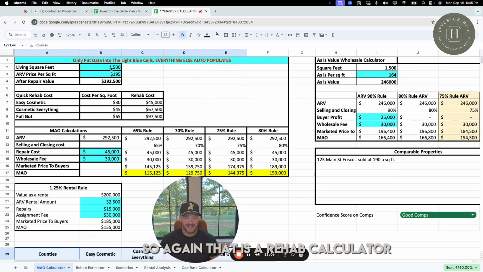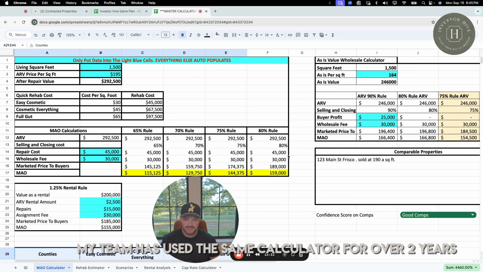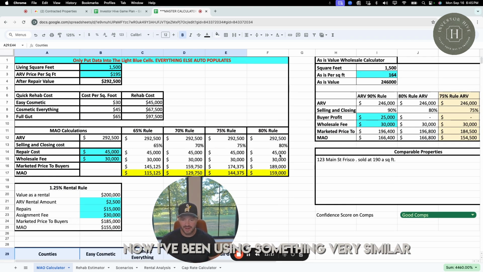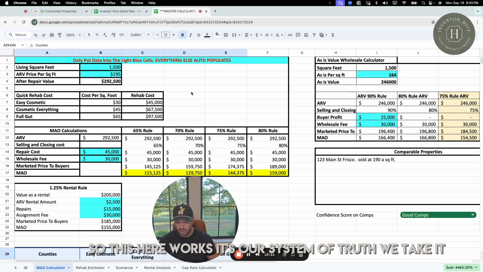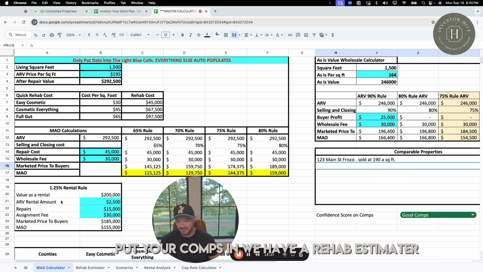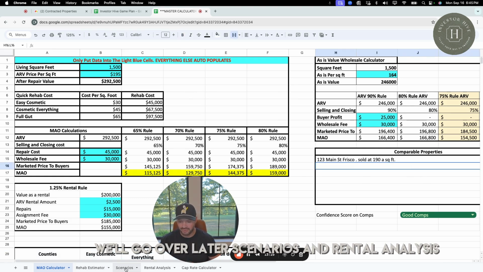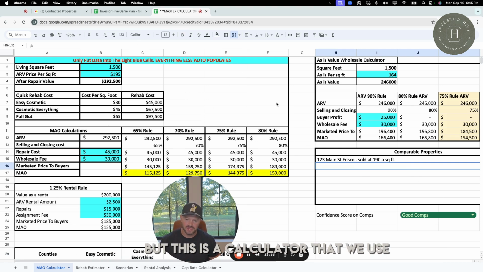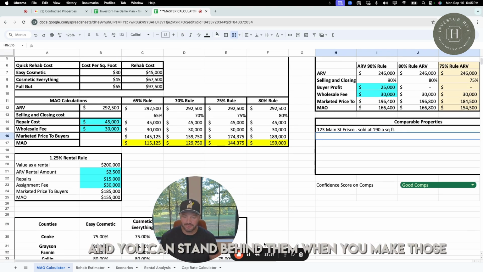So again, that is our rehab calculator. I hope this was helpful to you. My team has used the same calculator for over 2 years now. I've been using something very similar, I just elaborated on this, for over 4 years. So this works. It's our system of truth. We put your comps in, we have a rehab estimator, and we'll go over scenarios and a rental analysis later. But this is a calculator that we use, and you should use it too. So make sure you're making numbers you can stand behind when you make those offers.